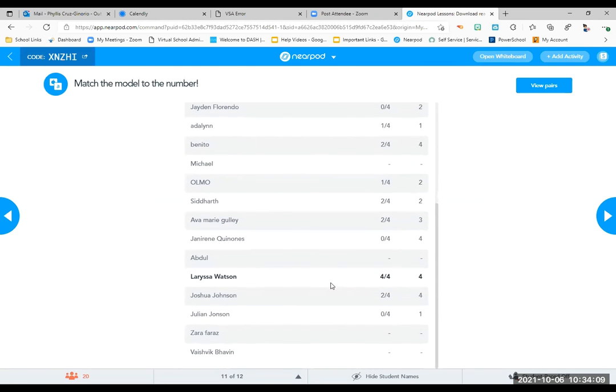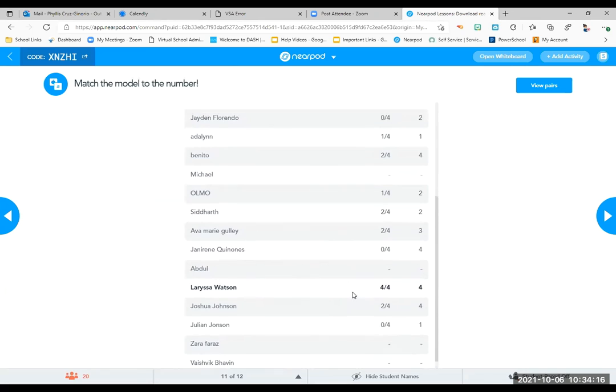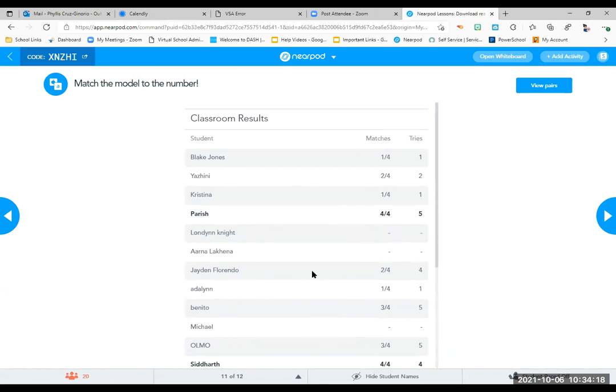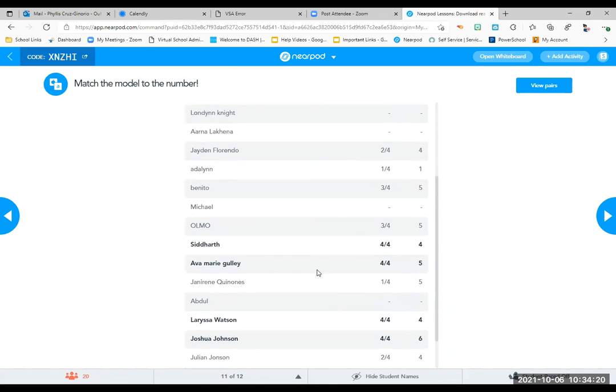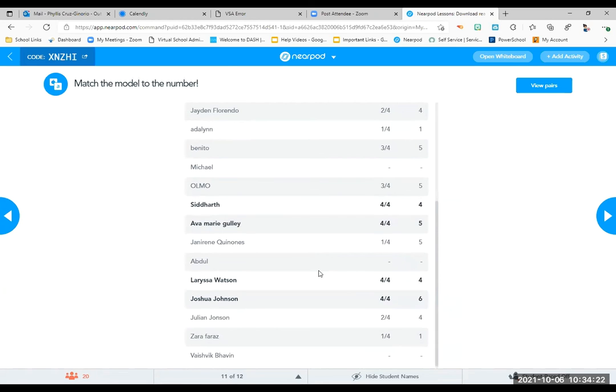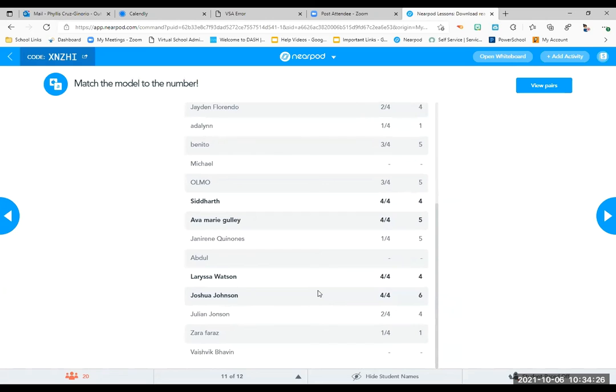Whoa, Larissa, that's fast. Nice job. Okay, hands off. Ava Marie, beautiful. She's getting there. And who else? Oh, Prisha. Wow, super fast too. Darth is done. So you guys, Ava Marie, wonderful. Joshua, amazing. You guys are able to match up the number with the model that represents the value, how much each is worth.